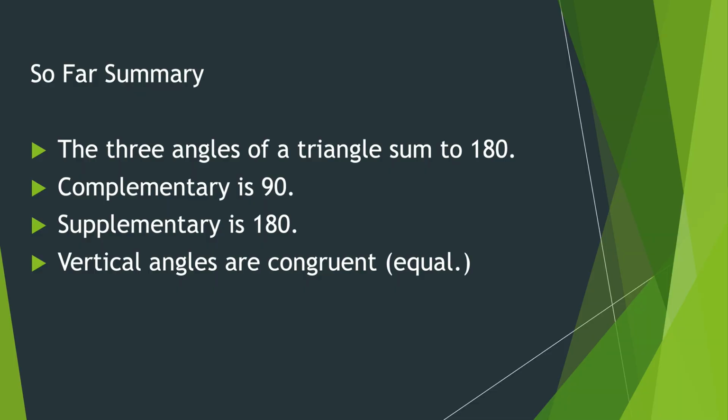Complementary, that means they add up to 90. Supplementary, they add up to 180. And what I want to emphasize here is as the letter C comes before S in the alphabet, 90 comes before 180, okay? Vertical angles are congruent or equal. So we used all of those ideas throughout the slides so far today. Next up will be some slides practicing the parallel lines cut by a transversal we've been going over the last 2 lessons.